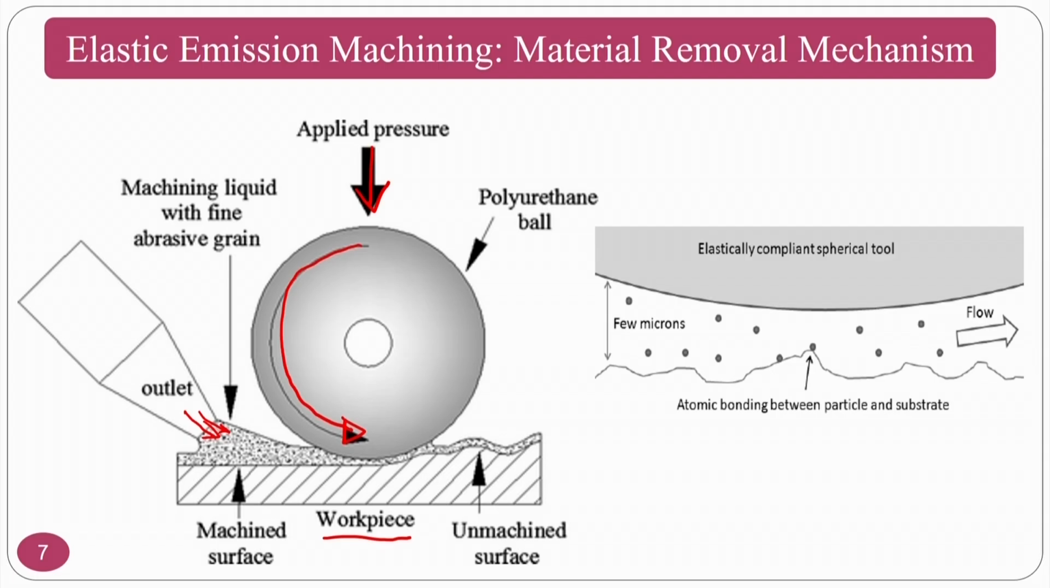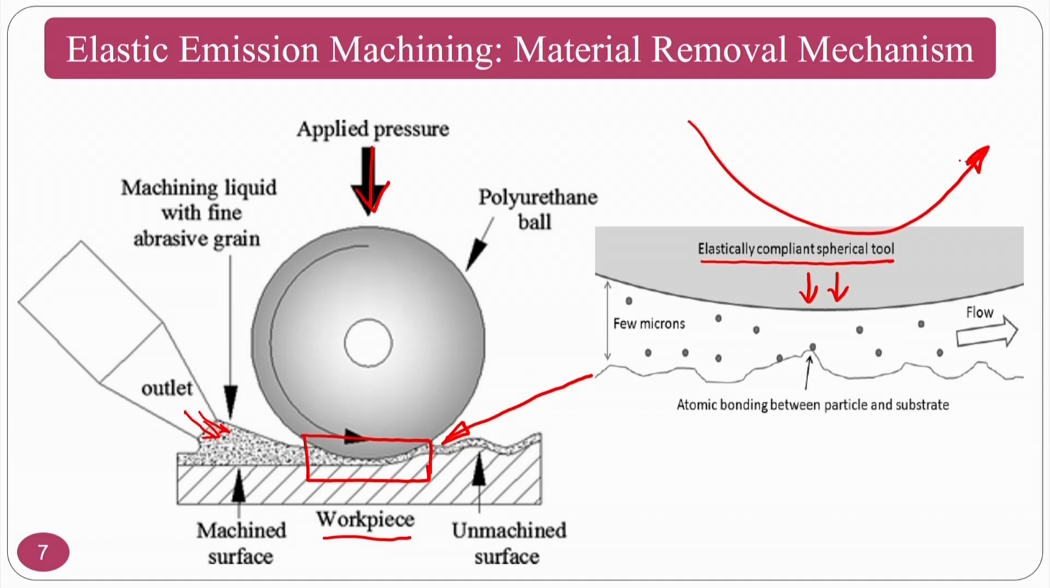We are zooming into this particular portion, and if you see here, there will be a gap of a few microns between the elastically compliant spherical tool, that is nothing but the polyurethane ball or polyurethane sphere. You are putting a load normally in this direction, and at the same time you are rotating it. Okay. Because of this, these particles are forced towards the surface of the workpiece, and at the same time the slurry is there. This slurry is a liquid and it will remove the material. How it will remove the material, that we will see.